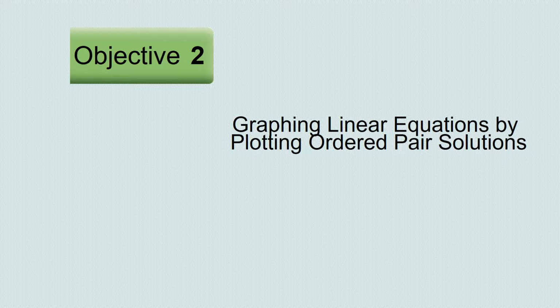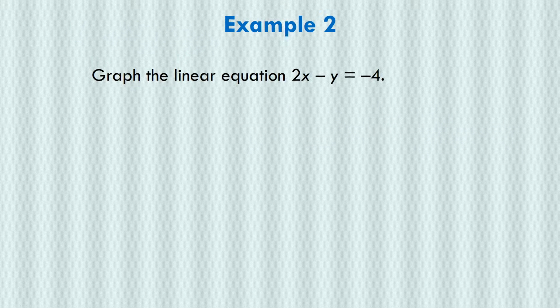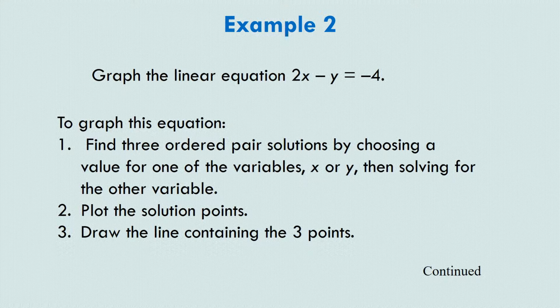Objective 2, we're going to talk about graphing linear equations by plotting ordered pair solutions. So for example, if we have this equation, 2x minus y equals negative 4, we can actually create the line that this represents. So all we have to do is follow these 3 steps. Find 3 ordered pair solutions by choosing a value for one of the variables, x or y, then solving for the other variable.